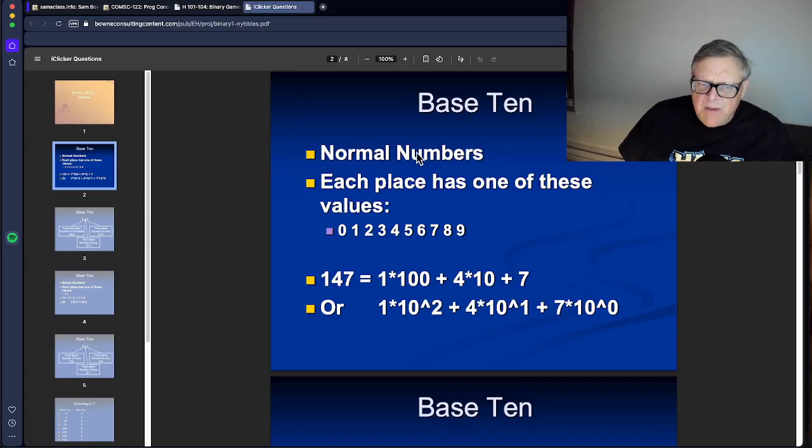Okay, so normal numbers. You use the digits 0 through 9. This is what we do all the time. So you know that this is 147. The 1 is at hundreds, the 4 is the number of tens, and 7 is the number of ones. So you understand what this means: 1 times 10 squared, 4 times 10 to the 1, and 7 times 10 to the 0.